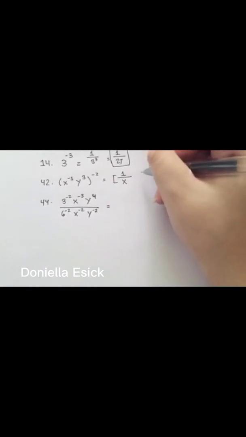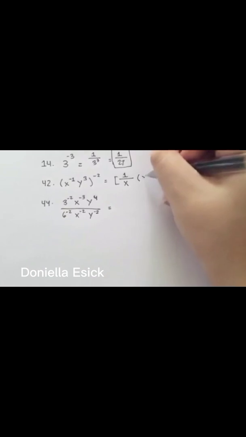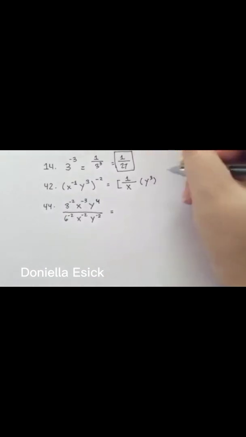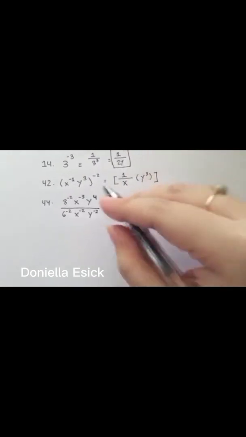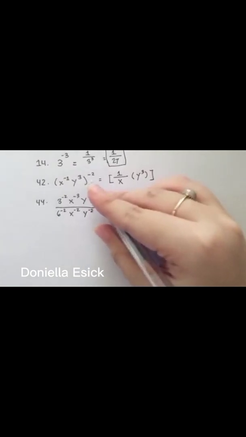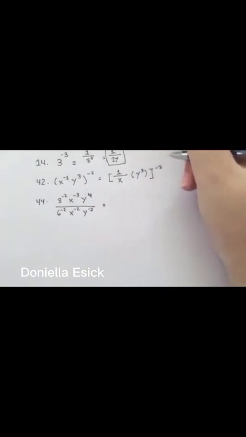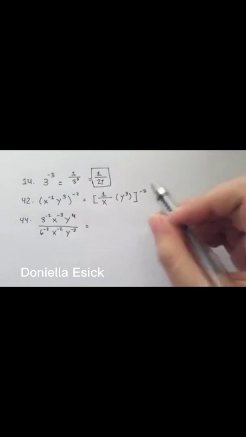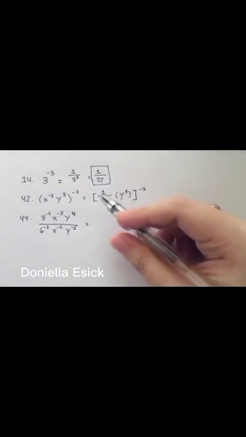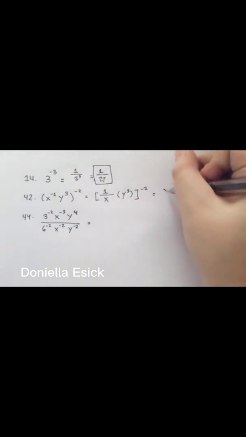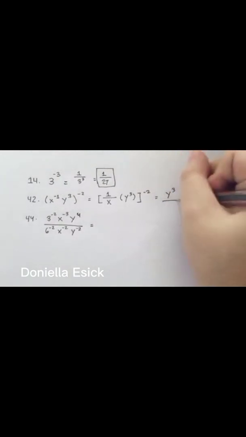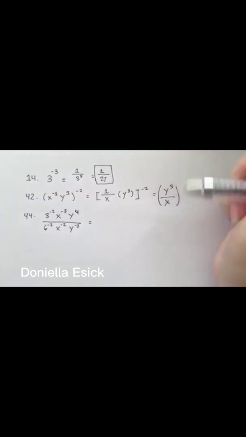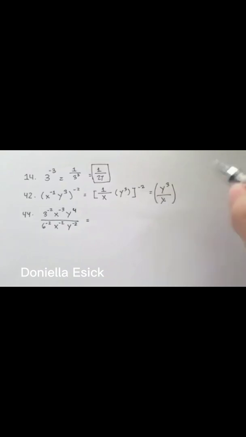So understood na nga na ay positive 1. Then copy y raised to the power of 3, and as well as the negative exponent, which is negative 2. And then multiply y raised to the power of 3 to 1. So mo-equal siya og y raised to the power of 3 over x. And then copy as well the exponent negative 2.